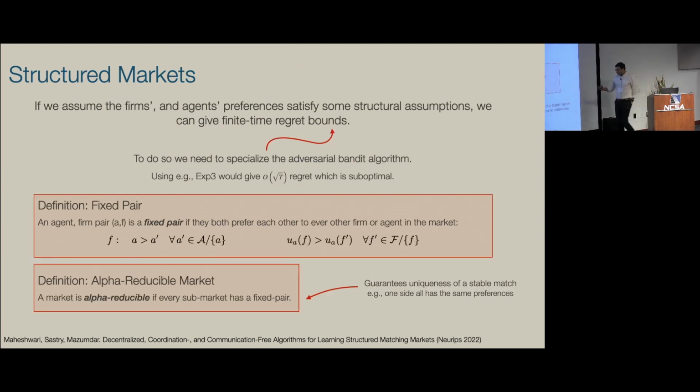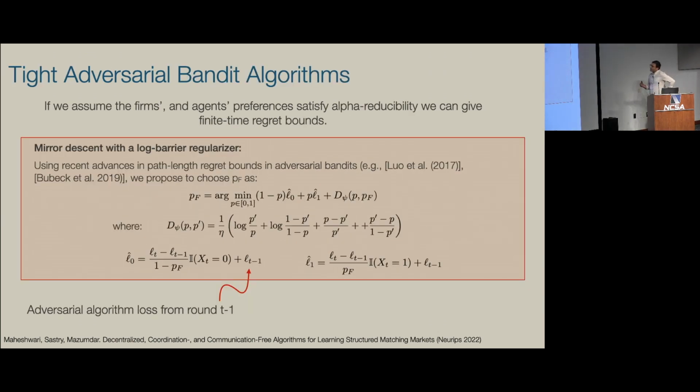And basically, a market is going to be alpha reducible if every submarket in this matching market has at least one fixed pair. And the nice thing is that this guarantees us the uniqueness of a stable match. An example of this is the serial dictatorship setting. And then we need to assume something about the adversarial bandit algorithm to really get the tightest guarantees. So in particular, we'll assume that they're doing mirror descent with a log barrier regularizer. And this was an idea that Haipeng Luo and his collaborators came up with in 2017, which was used to get these really tight adversarial bandit regret bounds.